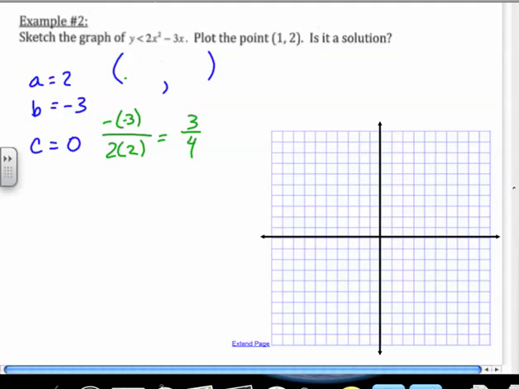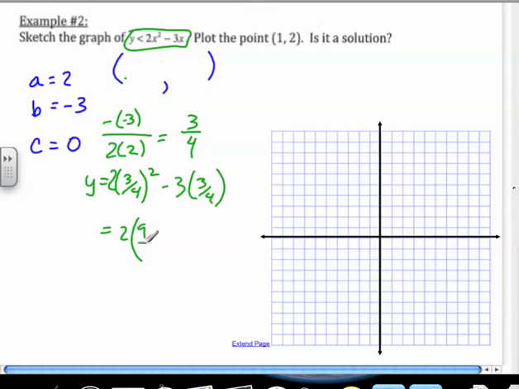So I'm going to do the related equation to this inequality, and I'm going to say that y is equal to 2 times 3/4 squared minus 3 times 3/4. Okay, so that's going to give me 2 times 9 over 16 minus 9 over 4. I think that's right, yeah. And then this cancels with the 16, and I'm going to get 9 over 8 minus 18 over 8, because I needed a common denominator. And I'm going to get minus 9 over 8. Okay, minus 9 over 8.